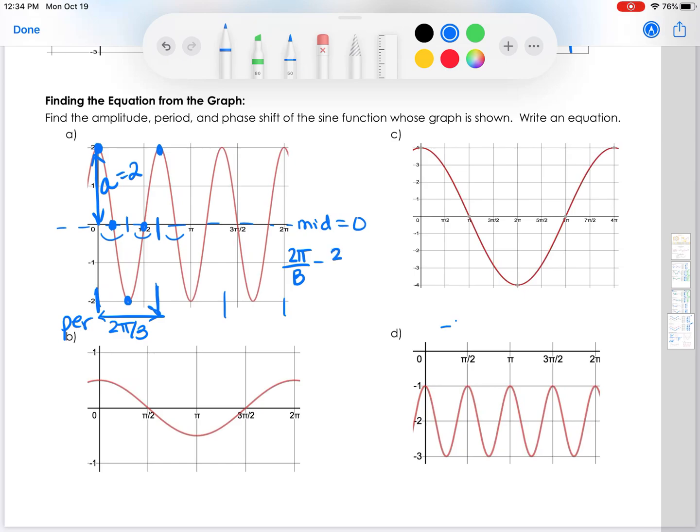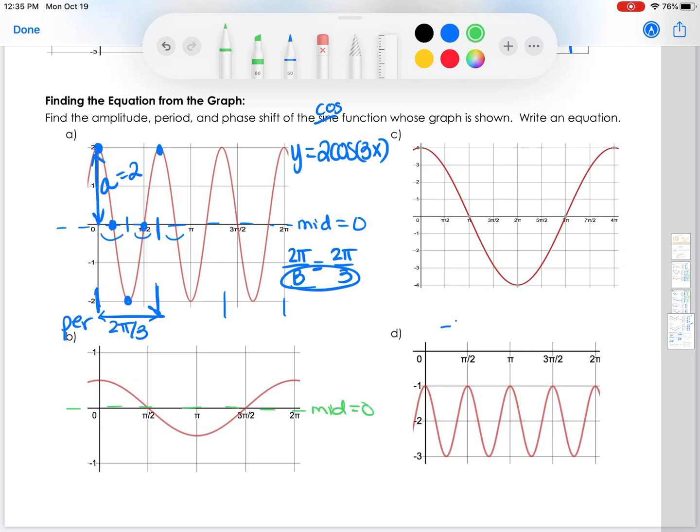Okay, so if our period is 2 pi over 3, remember the formula for the period is 2 pi over b. So if our period is 2 pi over 3, that means b is 3. Okay. So we have a, we have b, our midline is 0, so we're not moving up or down. So that gives us that y is going to equal 2 times cosine of, instead of b we had 3, 3x.